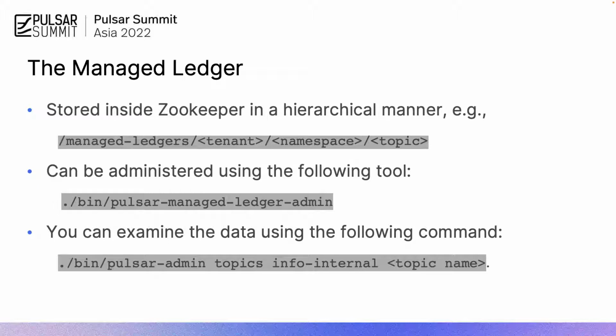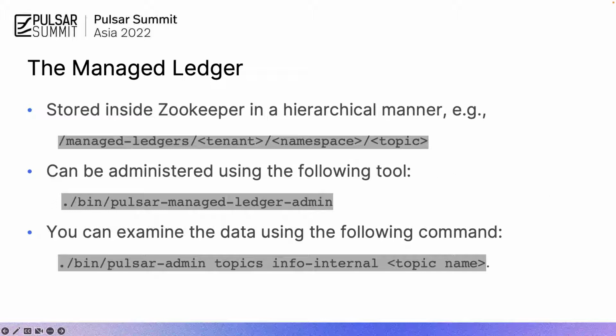Now the managed ledger itself is stored internally in a hierarchical structure inside ZooKeeper, as shown here under the root managed ledgers directory. Then it is further stored by tenant, namespace, and topic, as you would expect. So as the number of topics grows, the size of this data increases accordingly within the Pulsar metadata store.